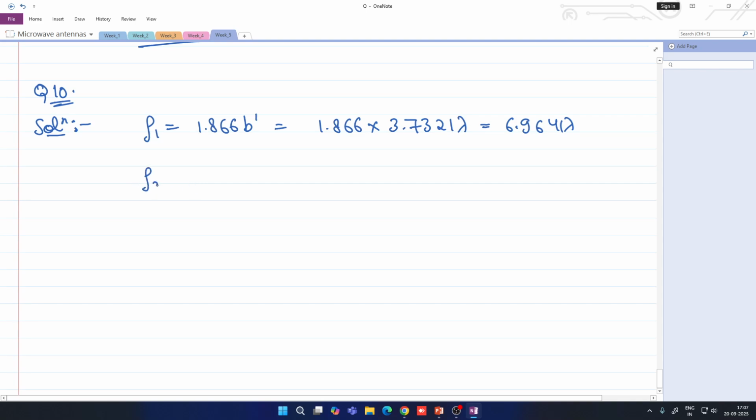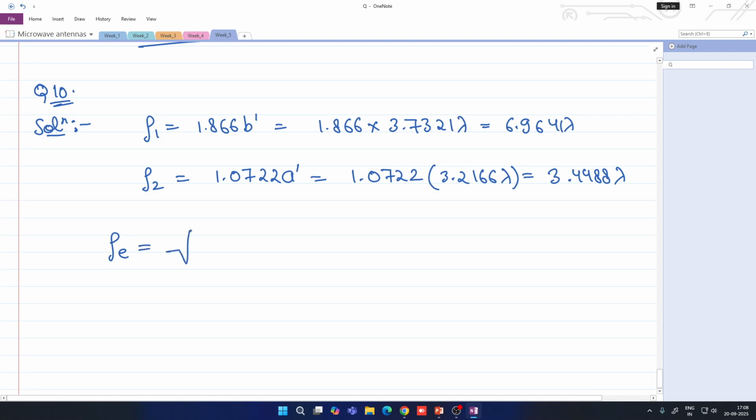And rho 2 also we can write, which was 1.0722 times a prime, which is 1.0722, and a prime was 3.2166 lambda, and when we multiply this we will get 3.4488 times lambda. Now we have to find out rho E and rho H.